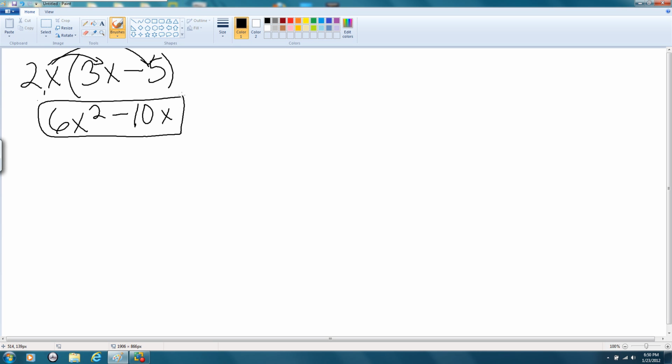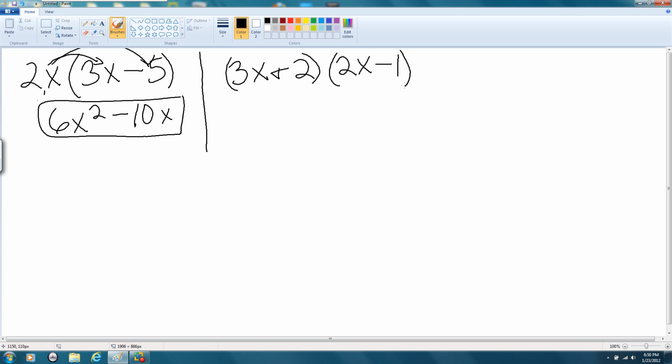Now, the next one I'm going to do, I'm going to draw a little line here to separate things, is I'm going to multiply two binomials together. So let's say I had 3x plus 2 times 2x minus 1.